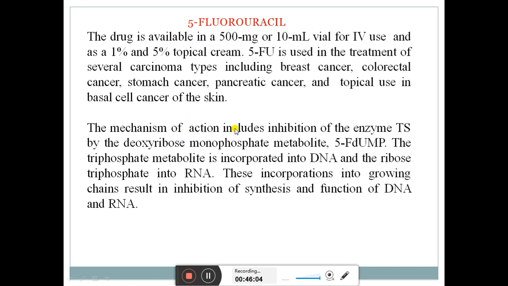The mechanism of action includes inhibition of the enzyme thymidylate synthetase by the deoxyribose monophosphate metabolite, the 5-fluorodeoxyuridyl monophosphate. The triphosphate metabolite is incorporated into the DNA and the ribose triphosphate into the RNA. These incorporations into the growing chain result in inhibition of synthesis as well as the function of DNA and RNA.